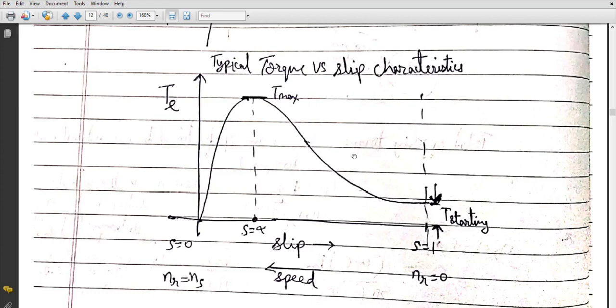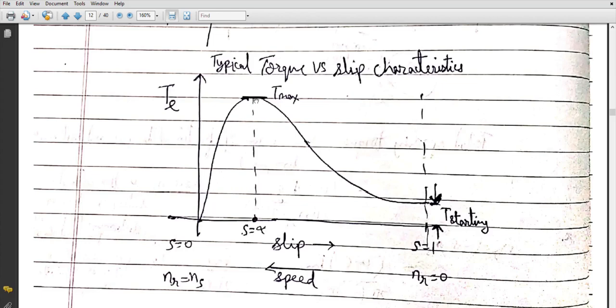And then we'll go this way, this way, this way, and this is the maximum torque this induction motor can develop. The slip corresponding to this is, let's say, s equals alpha. This is the slip corresponding to maximum electromagnetic torque. Suppose there is an induction machine whose torque-slip characteristic is given by this curve, then whenever the slip is equal to alpha, you will get the maximum torque.